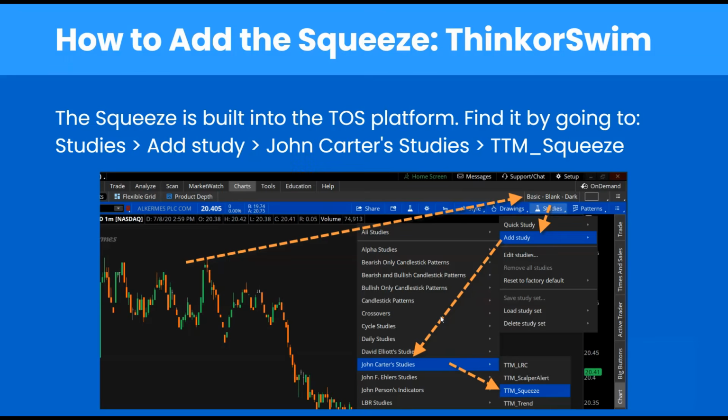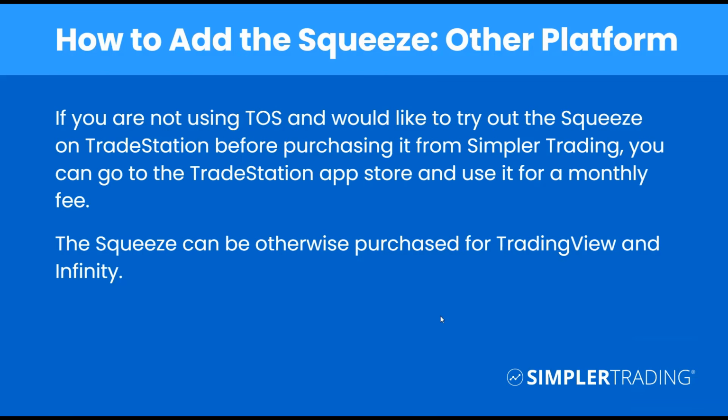So adding the squeeze to your chart. The squeeze is built into the thinkorswim platform, so you can find it by going to Studies, Add Study, then go to John Carter Studies, and then you'll see the TTM squeeze. And if you're not using TOS and you would like to try the squeeze on TradeStation before purchasing it, you can go to the TradeStation App Store and use it for a monthly fee. And then otherwise, guys, the squeeze can be purchased for TradingView and Infinity.